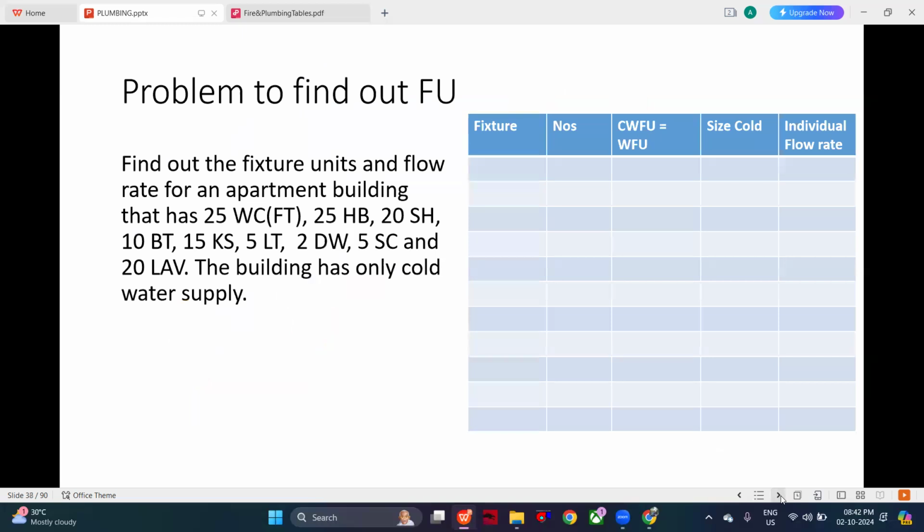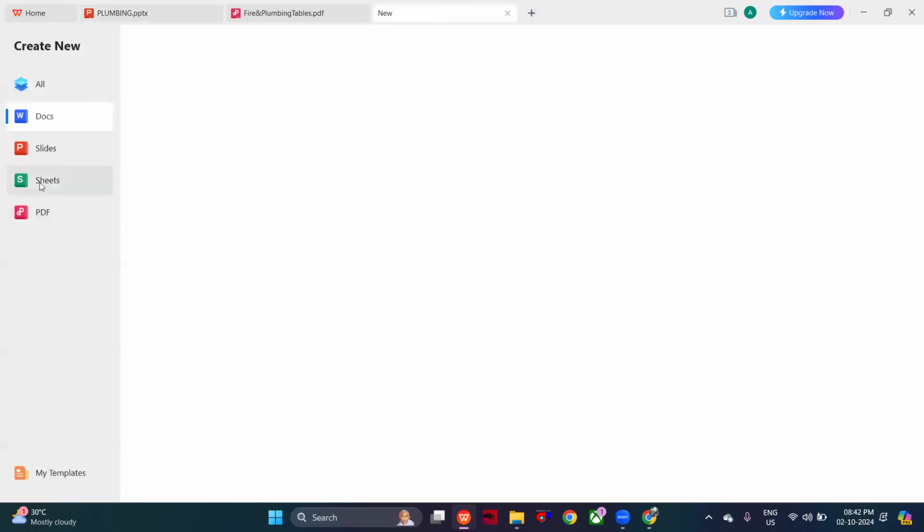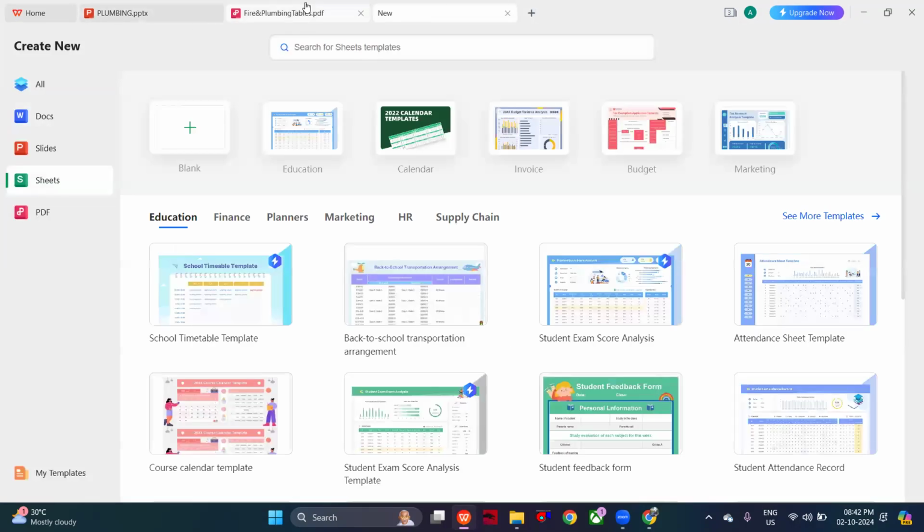Next is a problem. Find out the fixture units and flow rate for an apartment building that has 25 water closets, 25 hose bibs, 20 shower heads, 10 bathtubs, 15 kitchen sinks, 5 laundry trays, 2 dishwashers and 5 service sinks. Okay. The first one.